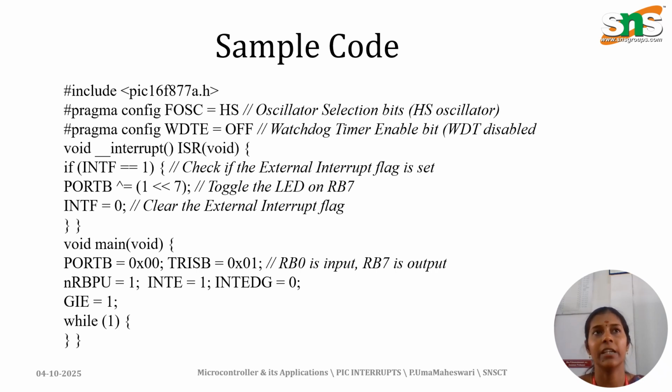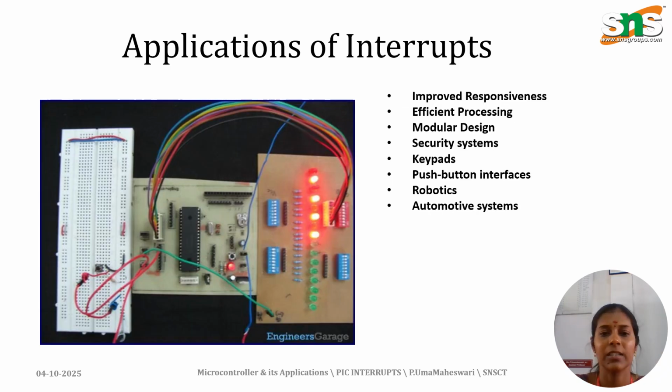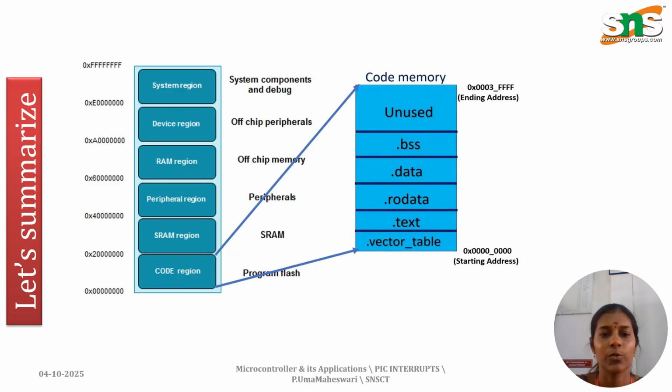Then we use while(1), which is a continuous execution of a particular program unless something stops the execution. The applications of interrupts are improved responsiveness, efficient processing, modular design, security systems, and keypads. Especially in robotics and automotive systems, interrupts play a major role. Here, we'll summarize what we have done: in the flow of the program, the code memory, on-chip peripherals, and memory are used.